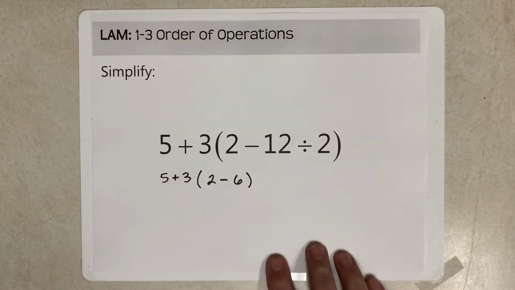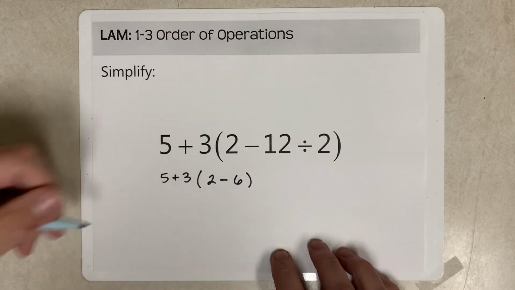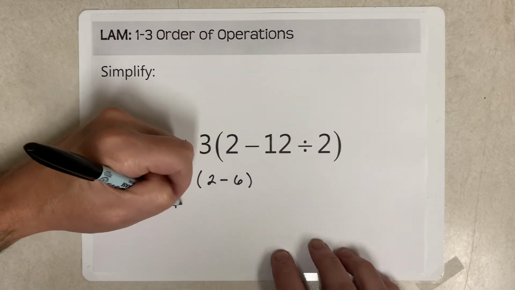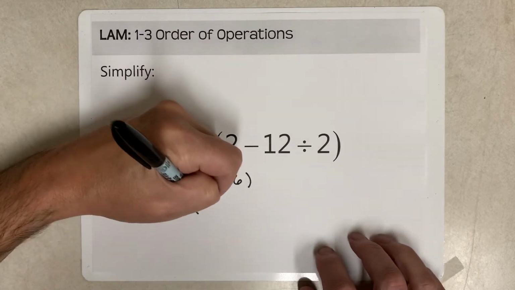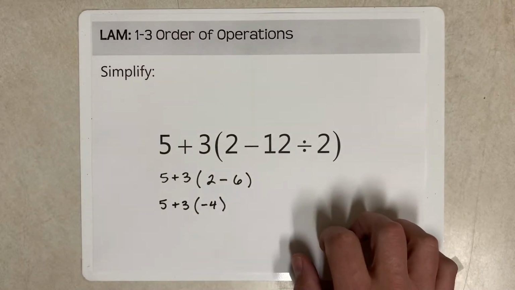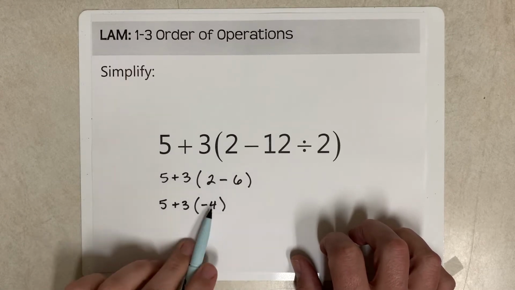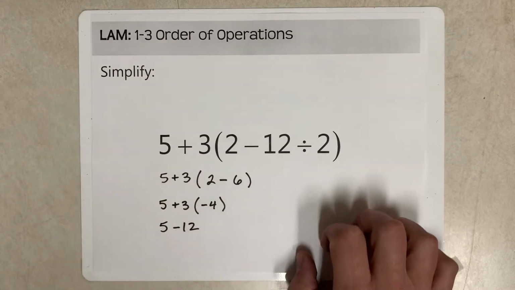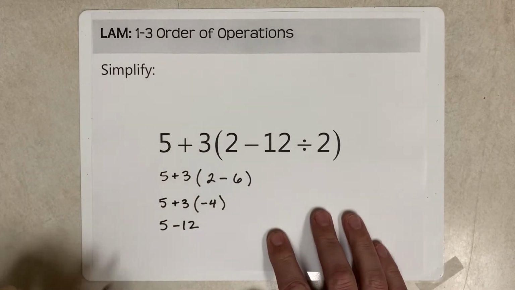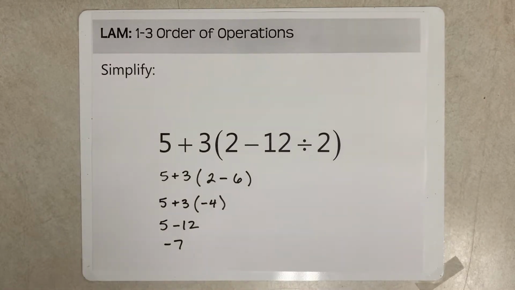Okay. Now we still have to wait on this because we're not done with parentheses. So 5 plus 3 times 2 take away 6 is -4. All right. Now we do this multiplication. -4 times 3 is -12. So 5 minus 12. And then finally 5 minus 12 is -7. All right, so that one wasn't too bad.